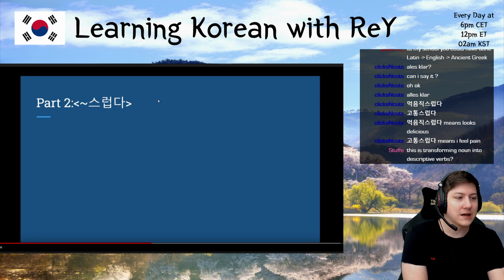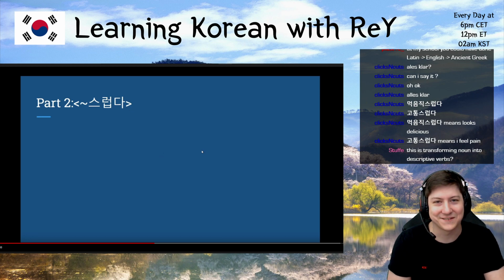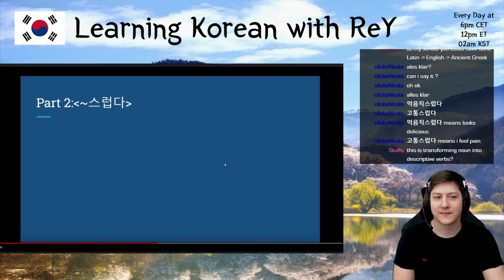This is transforming nouns into descriptive verbs. Yes, that is correct. It changes a noun to an adjective, but they don't act on the same word. So you probably never hear 역사스럽다 instead of 역사적이다.